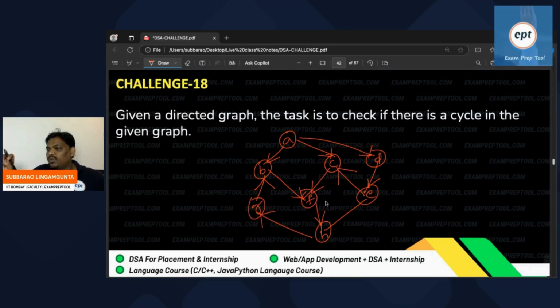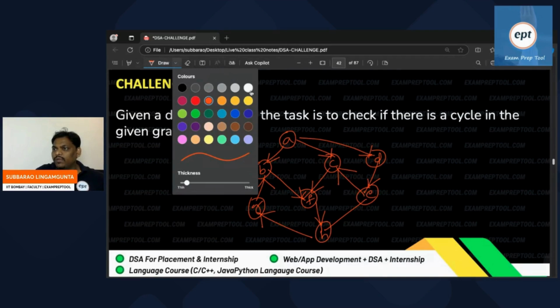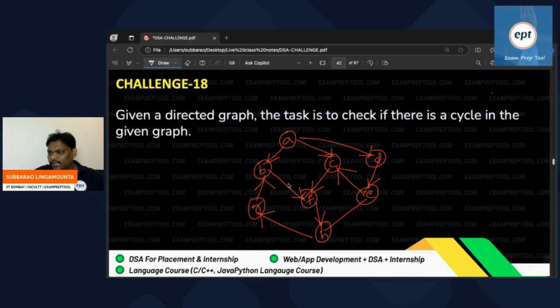So in this graph, if you observe, there is a cycle. In this directed graph, there is a cycle. If you want, you can verify. Some people are asking, sir, where is the cycle? Let's see this one: B, F, H, G, and so on back to B. There is a cycle. If you see other areas, there is no cycle. They look like a cycle, but there is no cycle.